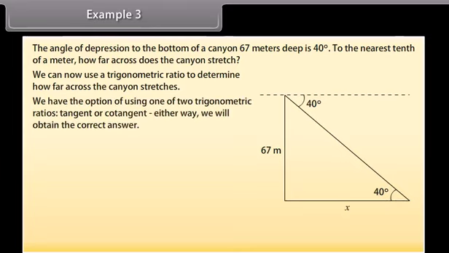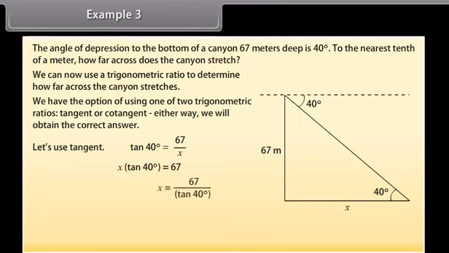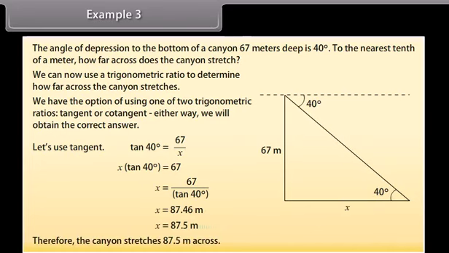We have the option of using one of two trigonometric ratios, tangent or cotangent. Either way, we will obtain the correct answer. Let's use tangent. Tan 40 degrees is equal to 67 upon x. X into tan 40 degrees is equal to 67. X is equal to 67 upon tan 40 degrees. X is equal to 87.46 meter. X is equal to 87.5 meter. Therefore, the canyon stretches 87.5 meter across.